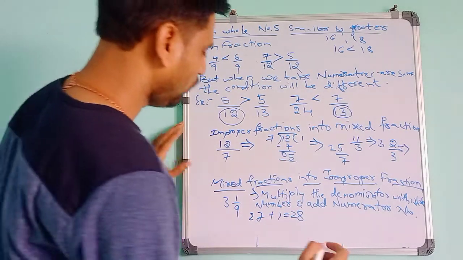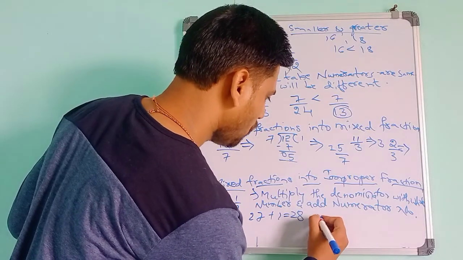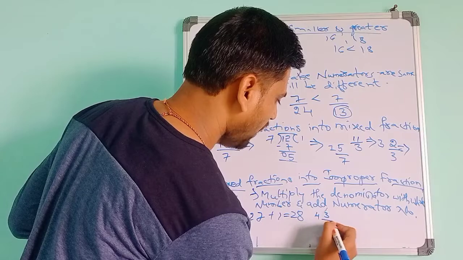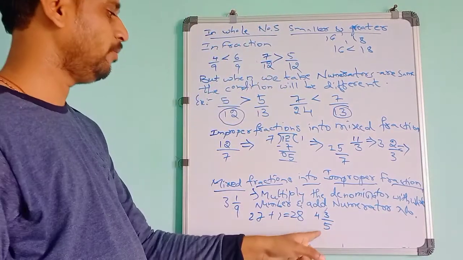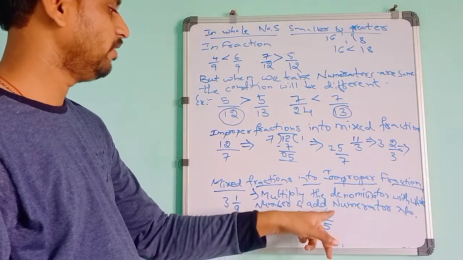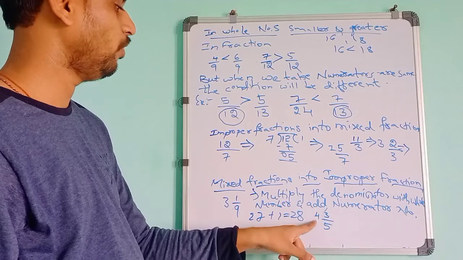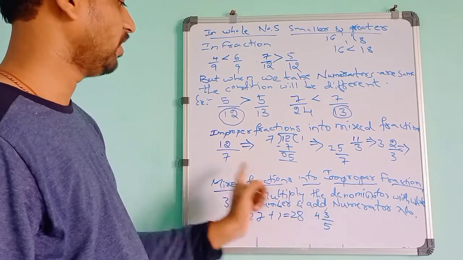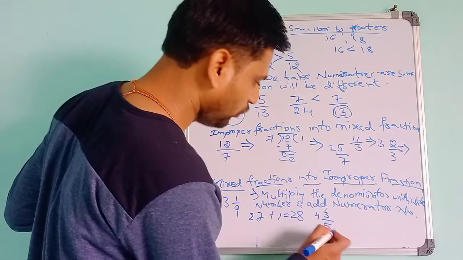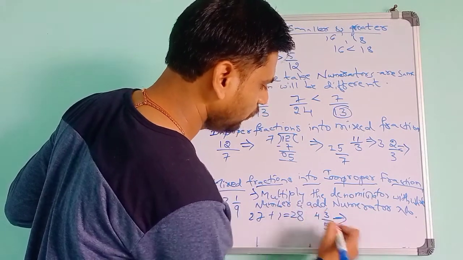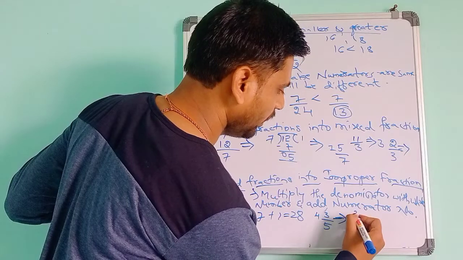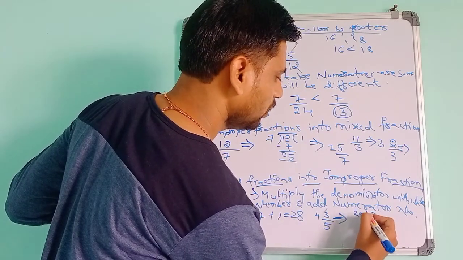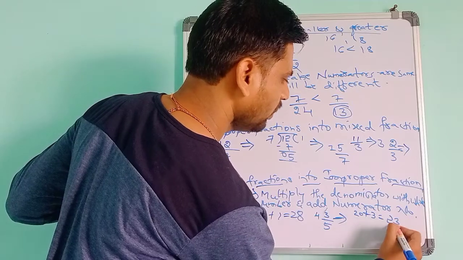You can take another example. 4 integer 3 by 5. First you check whether this is a mixed fraction or not. See here, 3 by 5 is a proper fraction, and 4 is the whole number. So it is a mixed fraction. How you have to convert it into an improper fraction is, first multiply the denominator with the whole number. 4 5s are 20, and add the numerator, plus 3. So total 23 by 5.